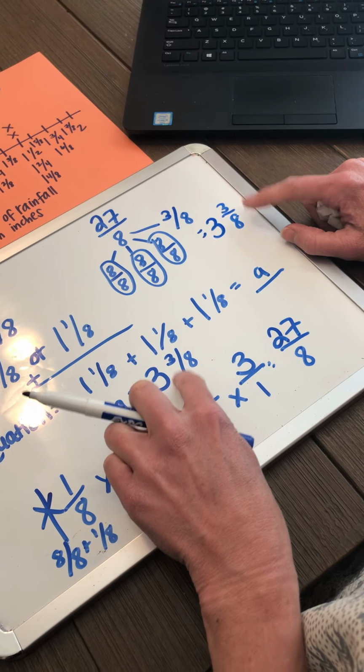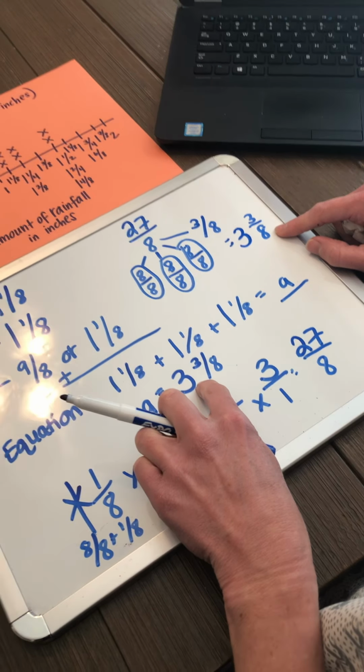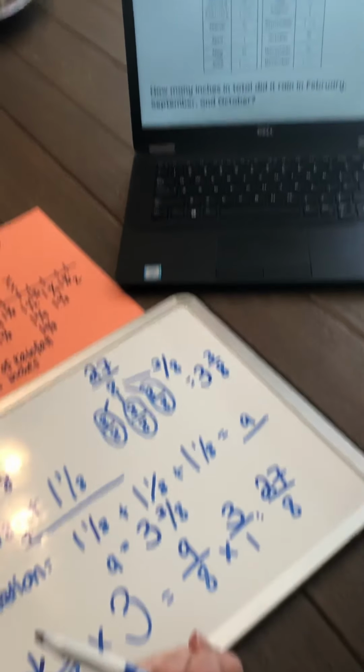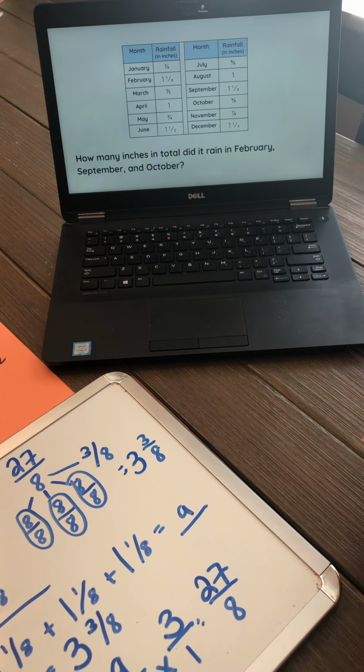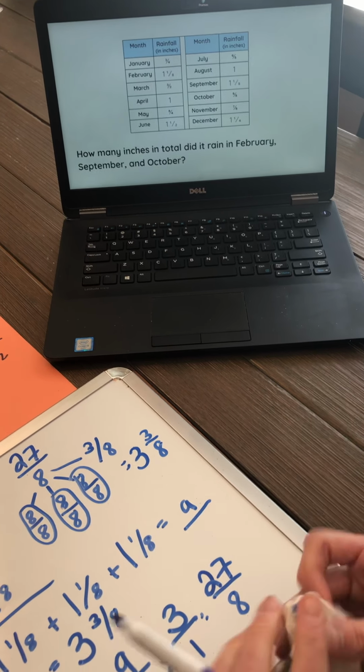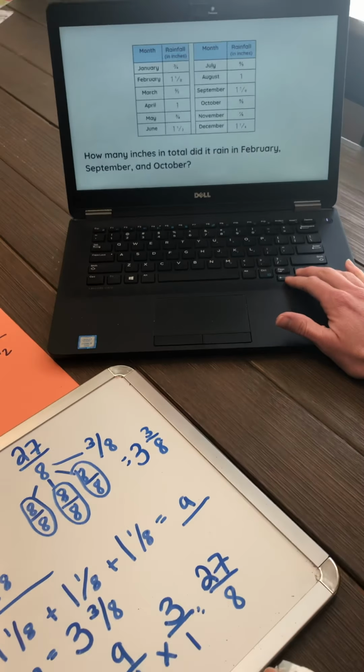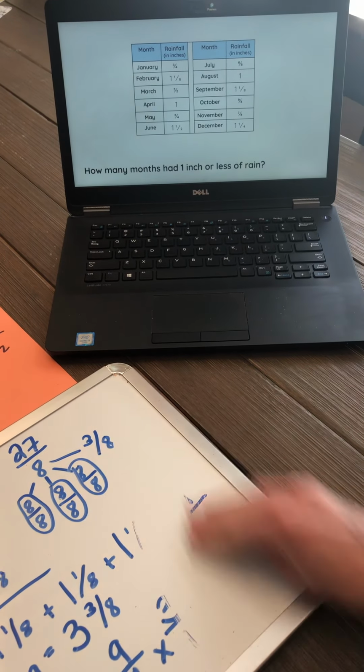So the same idea here. So if I go back to my question, how many total inches did it rain in February, September, and October? It rained 3 3/8 inches. Let's look at another one.